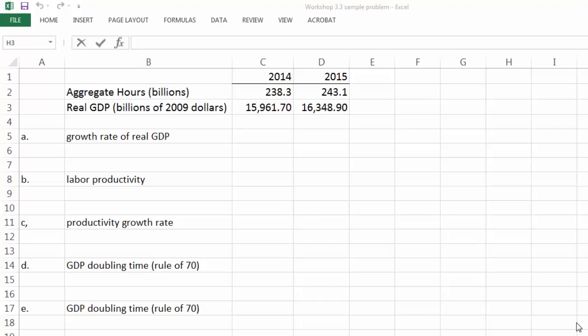Hello folks, this is Professor Watts again, and I'm going to walk you through a homework problem that deals with calculating real GDP growth, labor productivity, and productivity growth. And then we'll briefly take a look at thinking about changes in the capital stock and their effect on GDP growth. To make this very easy for us, we're going to do everything within Excel.